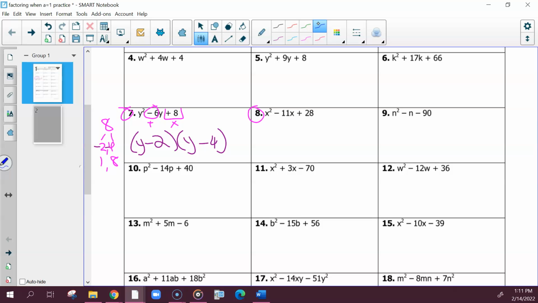For number 8, we need two numbers that multiply to be 28, but add to be 11. 7 and 4. 7 and 4 would work. They would both need to be negative.